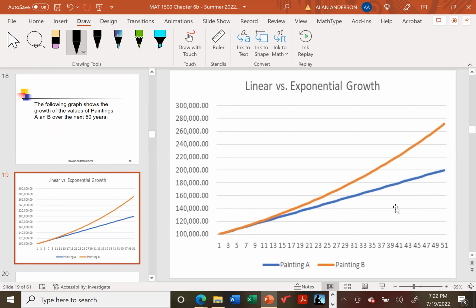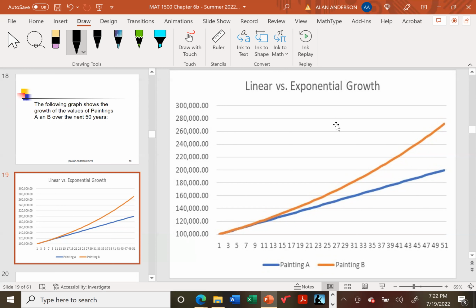The blue line is painting A, whose value is growing at a linear rate. It's just a straight line. The slope never changes, but for B, the orange one, the rate of growth is actually accelerating. In other words, as time goes by, B is worth progressively more than A. And of course, the gap between the two will continue to increase over time. Maybe the problem is that painting B is by somebody famous like Picasso, and painting A is by somebody who's not quite as well known, so the growth is different.